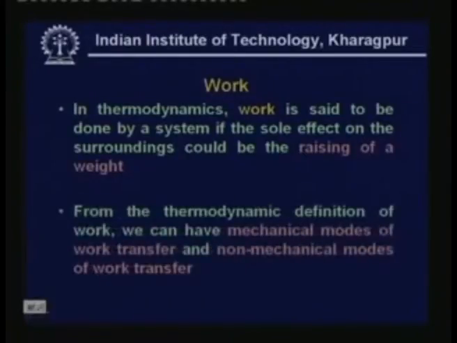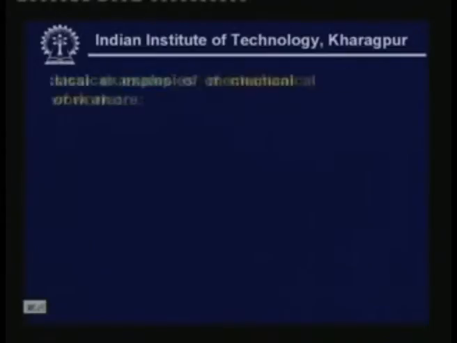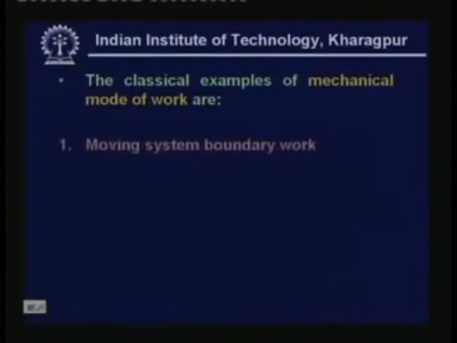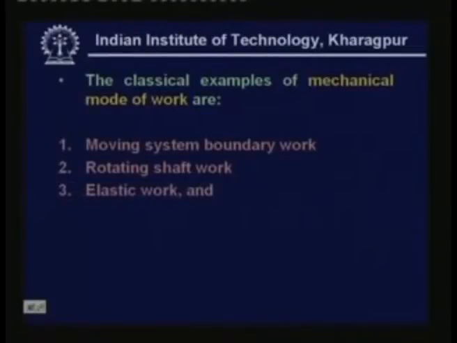And again, you can have mechanical modes of work and non-mechanical modes of work transfer. So, let us look at mechanical modes of work transfer. The classical modes are moving system boundary work, rotating shaft work, elastic work and surface tension work. And modes of non-mechanical work are electrical current flow, magnetization work and chemical work done during chemical reactions. These are some examples of non-mechanical modes of work.